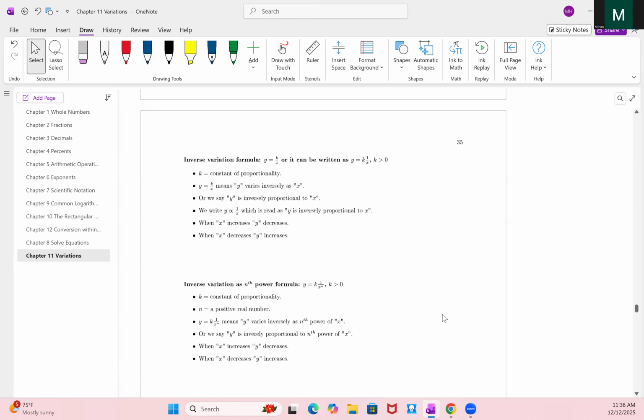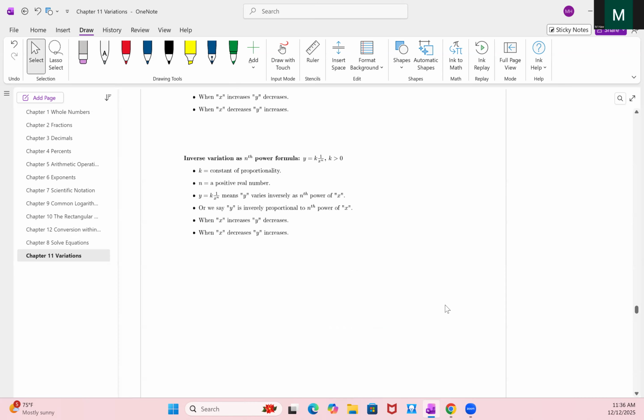And we have the inverse variation as nth power formula, which is y is equal to k times 1 over x to the n. In this case, k is the constant of proportionality and n is a positive real number. y is equal to k times 1 over x to the nth power means y varies inversely as the nth power of x, or we say y is inversely proportional to the nth power of x. In this case, when x increases, y decreases. When x decreases, y increases. They go in opposite directions.